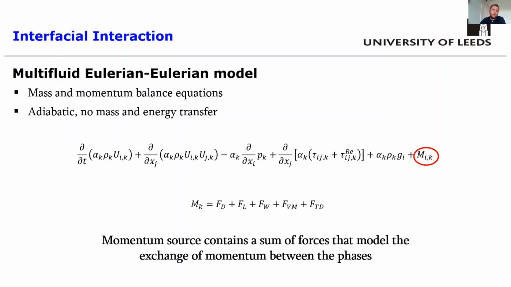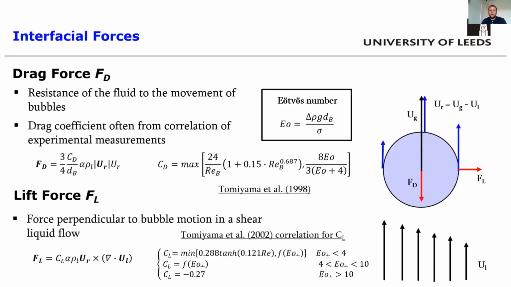Without including these forces and proper modeling of these forces, the two phases won't see each other essentially, except for the geometric constraint, so that given that there are two phases, one phase cannot occupy the entire volume there. So let's try to give an example of two of these forces, of how this modeling works.